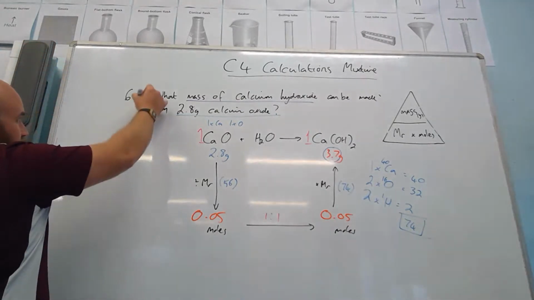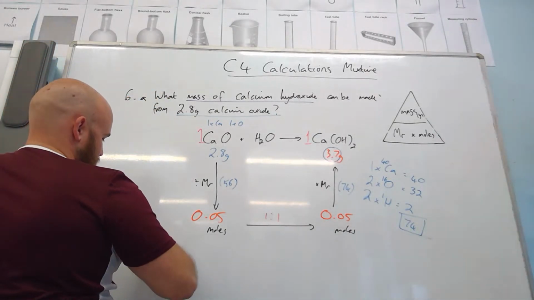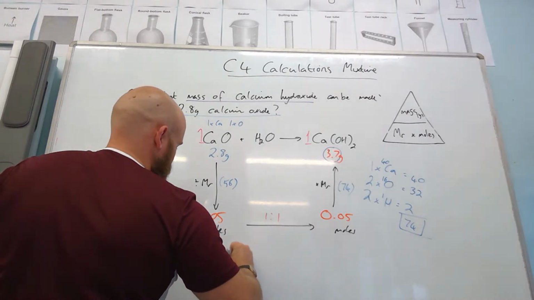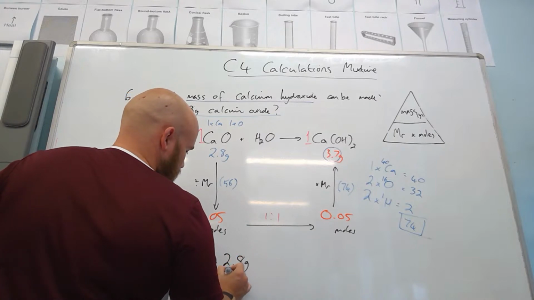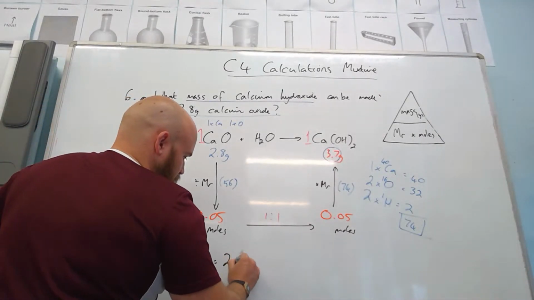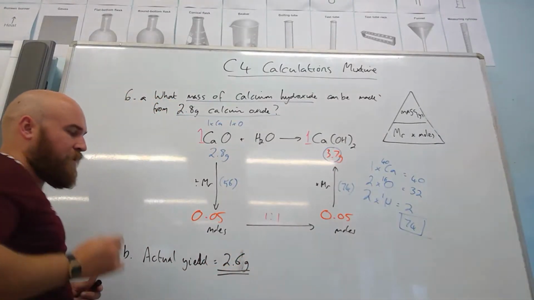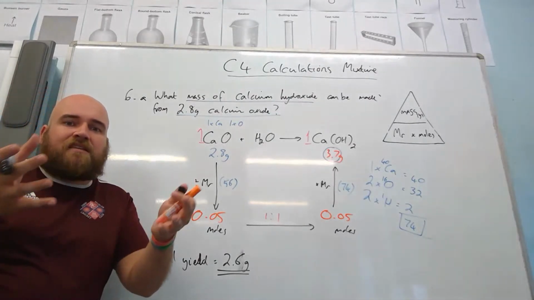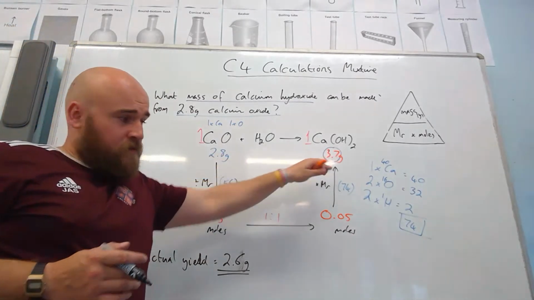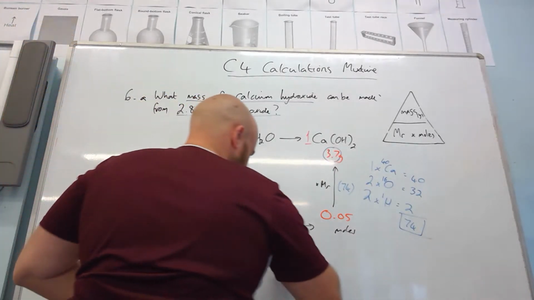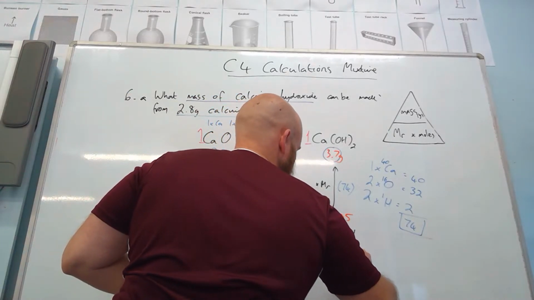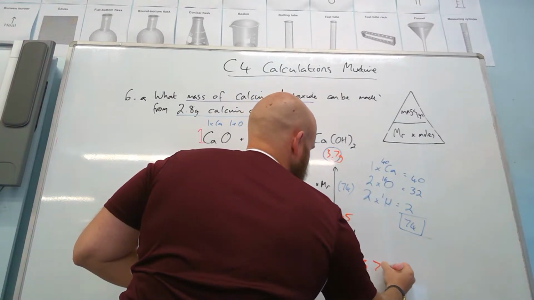So part B, actual yield is 2.8 grams. Sorry, 2.6 grams. I do apologise. So that's what we actually got. We actually got that when we did this. Imagine we did this experiment. That's how much this chemist actually got. They should have got 3.7. So their theoretical yield, i.e. how much they should have got in theory, is 3.7 grams.